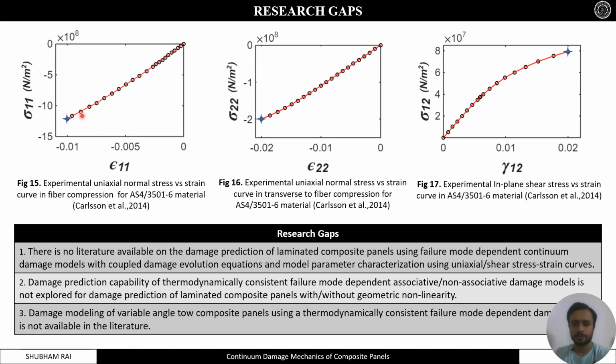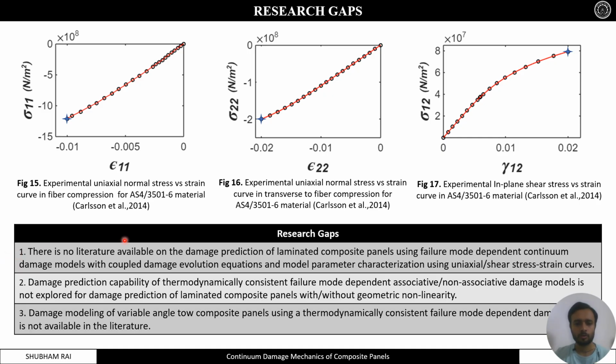One more research gap is that the damage model parameters of the damage models present in the literature have been characterized using only the strength values of the uniaxial stress strain curves, and they have not taken into account the non-linearity present in the uniaxial stress strain curves to characterize the damage model parameters. So these are the three research gaps.